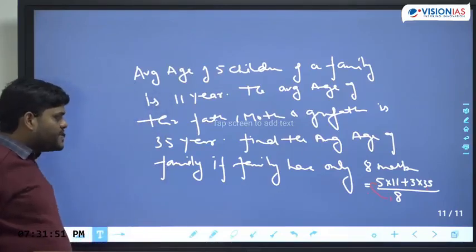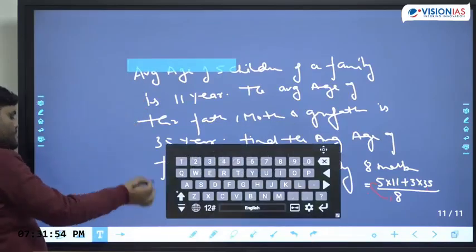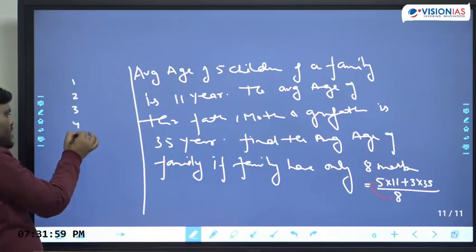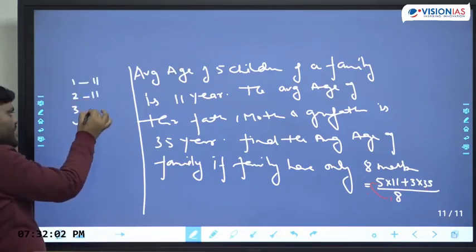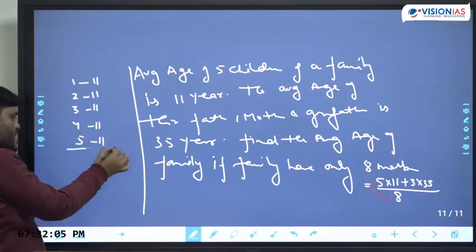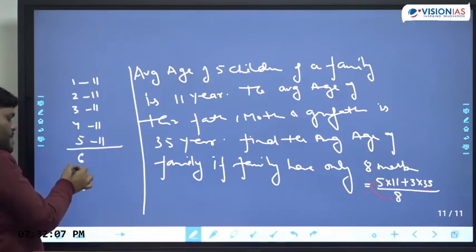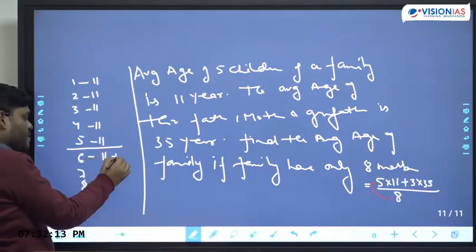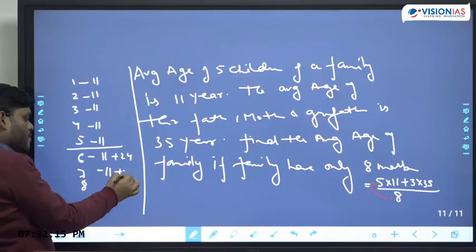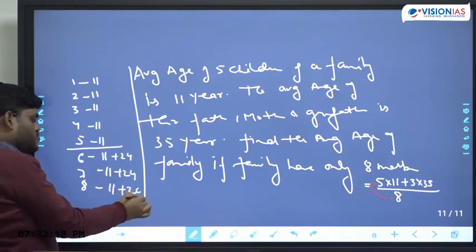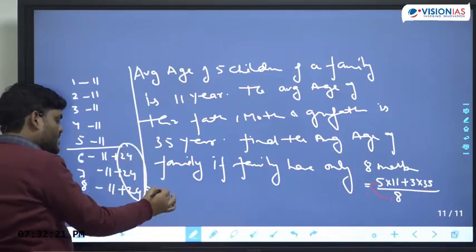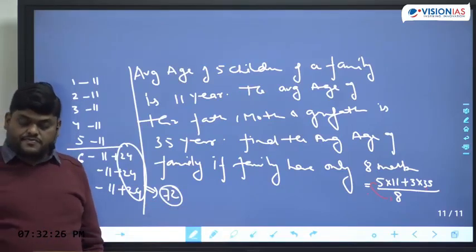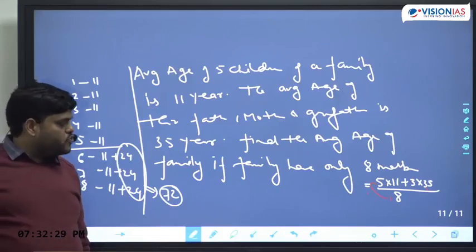How can we solve it without pen and pencil? See, total 5 children are there, 1, 2, 3, 4, 5. Everyone has 11, 11, 11, 11 and 11. 3 more persons are coming, their parents and grandfather, with 35. 35 means 11 plus 24 extra. That means in total 72 they are coming with extra.